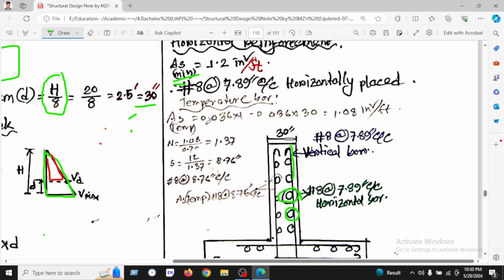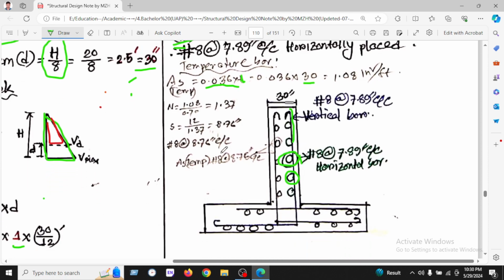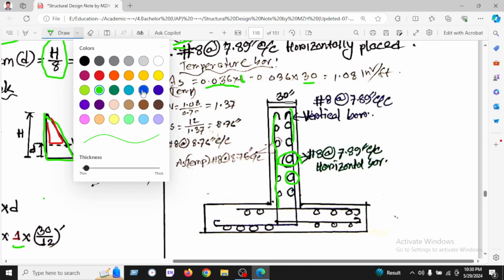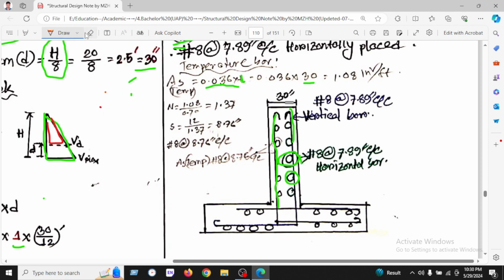So its temperature bar is 0.36 into thickness or depth. We can say here 30 inch. Here is the 30. So we have found 1.08 inch square. So spacing will be 8.7. So this is the temperature or shrinkage bar. We shall use this. I am changing the color here. The minimum reinforcement bar we can use here for temperature or shrinkage bar.